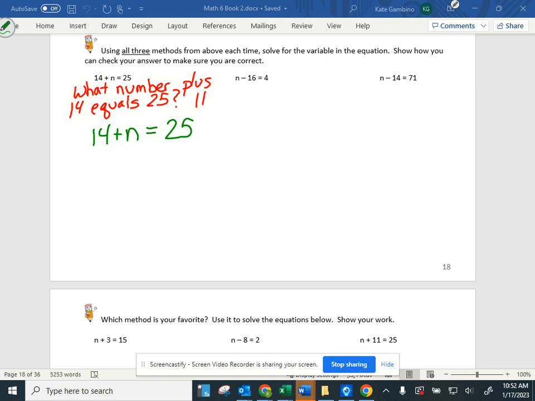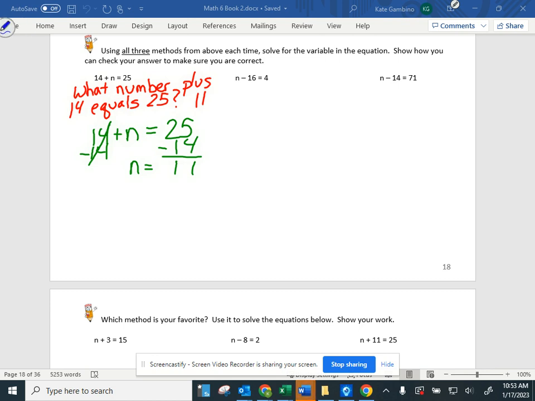What do you think, Bennett? You do 14 minus 14, and then 25 minus 14. I want to get n by itself. I have a positive 14 here. So I want to subtract 14, and I'm going to do the same thing to both sides. 14 minus 14 is 0. So I'm left with just n equals 25 minus 14. I get my 11. So I get the same answer. N equals 11.